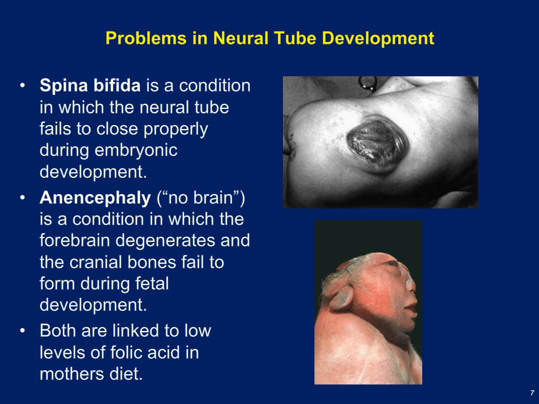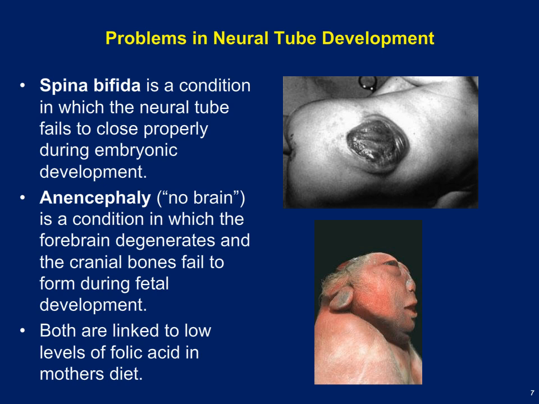The other condition that's much more drastic but also much more rare is something called anencephaly. Anencephaly literally means without a head or without a brain. So this is a condition in which the forebrain that is formed degenerates because the cranial bones have not fully formed during the embryonic and fetal period. As a result, the majority of the brain tissue is literally eaten away in utero.